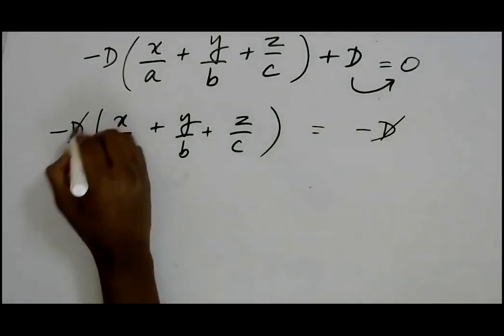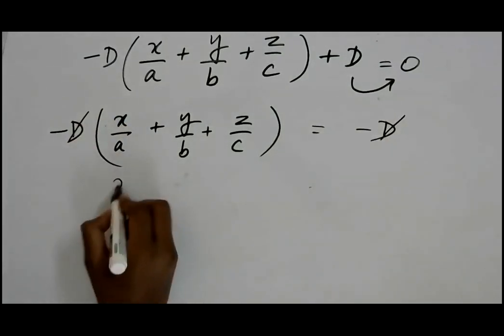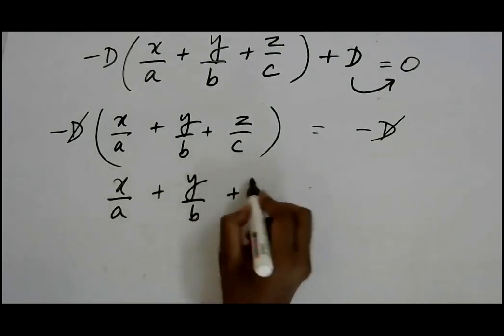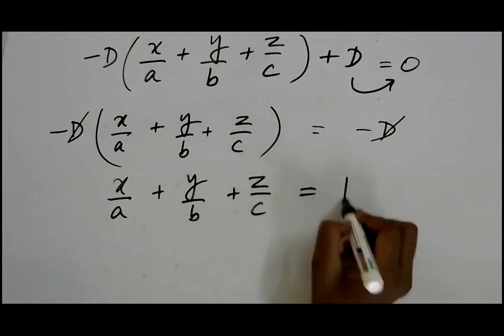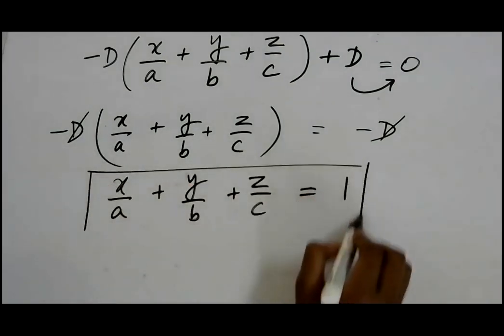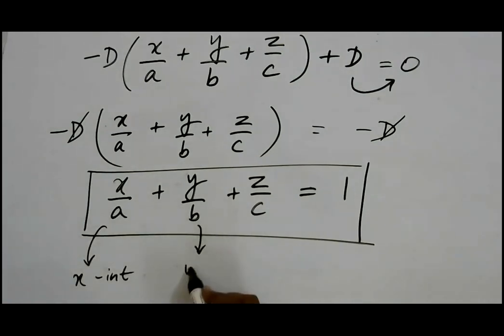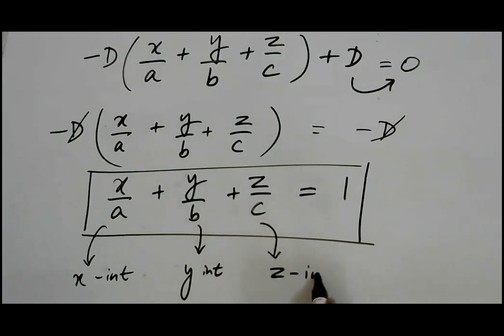So this minus d and minus d gets cancelled. So we have x upon a plus y upon b plus z upon c is equal to 1. So this is the intercept form where a is the x-intercept, b is the y-intercept and c is the z-intercept.